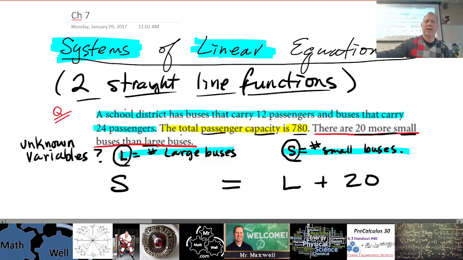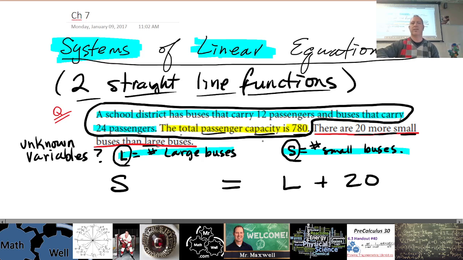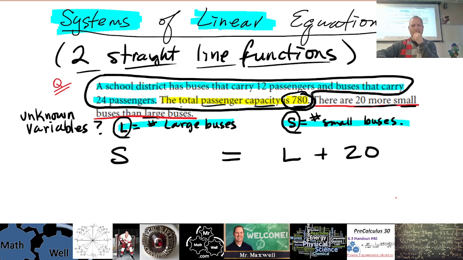Okay, let's go back to this one, because I think this is the tougher one. How do I get an equation out of those two sentences right there? How do I get my second equation? It has to have something to do with capacity, right? Number of students. What do you think? This one has to include students involved here somewhere.